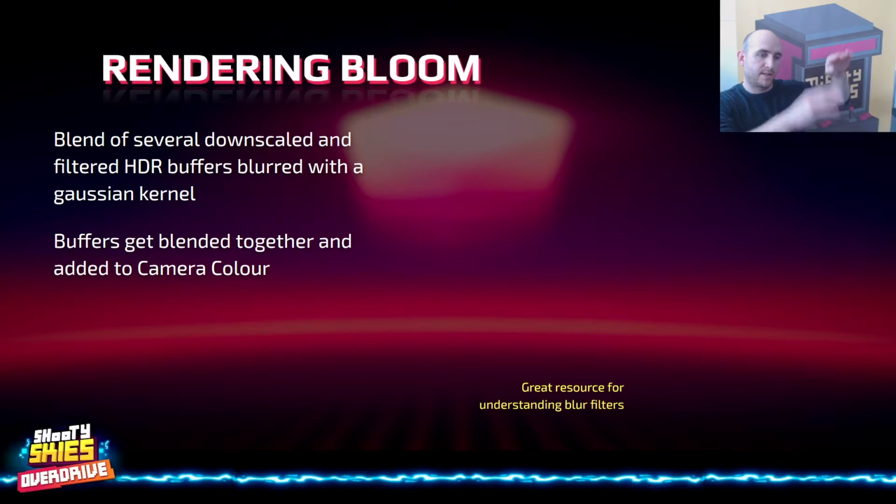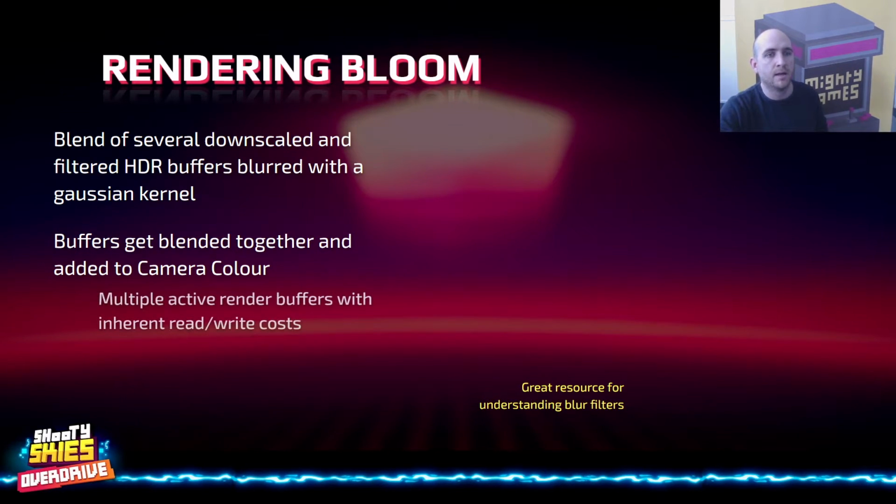And then we take all those different blur passes that we've made and combine them back together, hopefully quickly, till we have a final nice blend, and then we send that off to be added to our color in our final render pass. So we have all these buffers that then get blended together and added to the camera color. What we have with that then is multiple active render buffers with inherent read-write costs, and that can be an issue on our tiled renderer, as we looked at before.